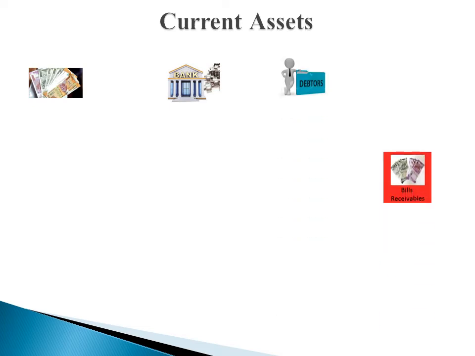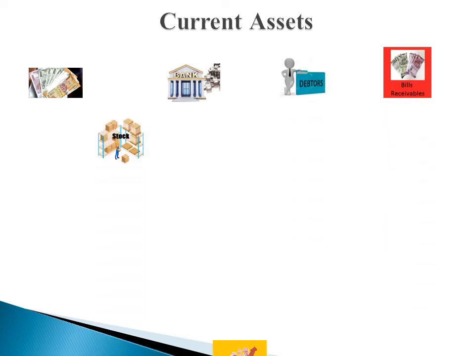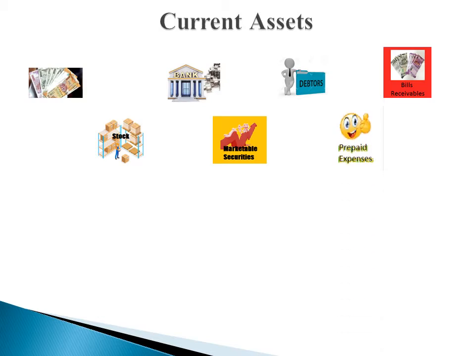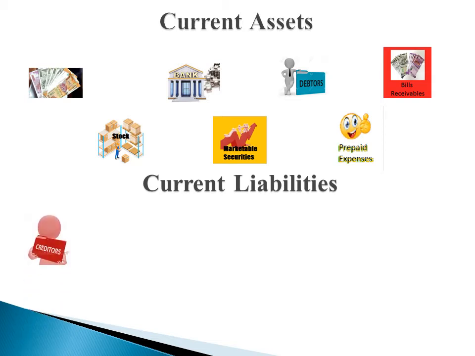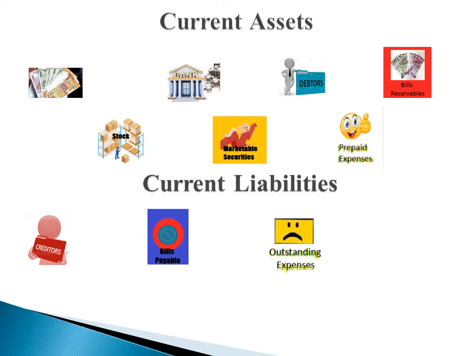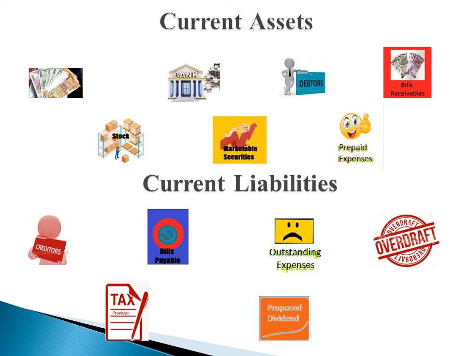Current assets are assets which are held for their conversion into cash normally within a period of 1 year. A few examples are cash in hand, bank, debtors, bills receivables, stock, marketable securities, prepaid expenses, etc. Whereas current liabilities are liabilities which are expected to be paid normally within a period of 1 year. A few examples are creditors, bills payables, outstanding expenses, bank overdraft, provision for taxation, etc.